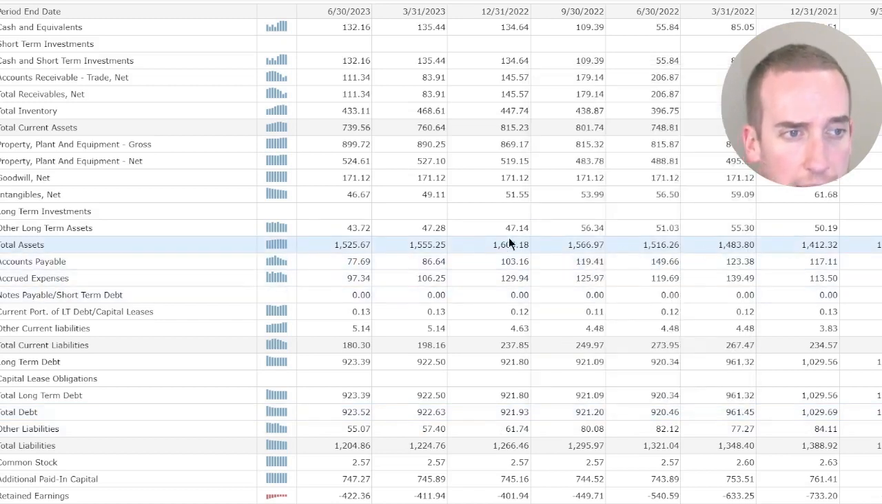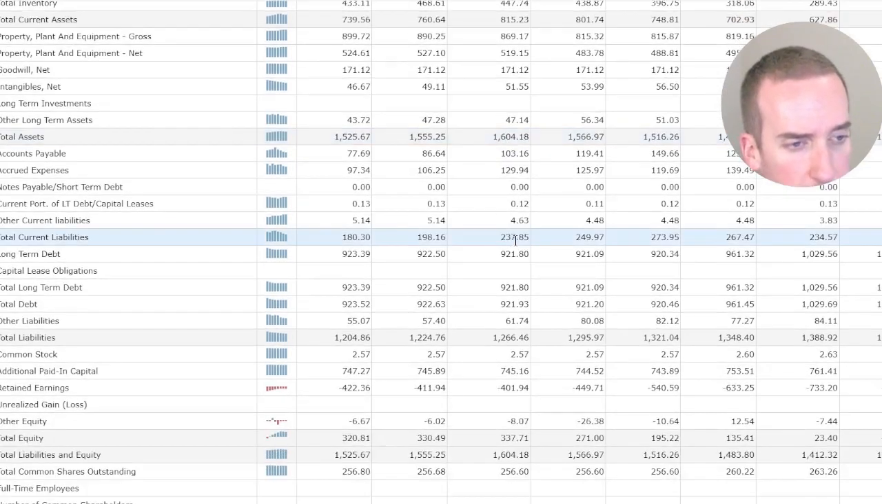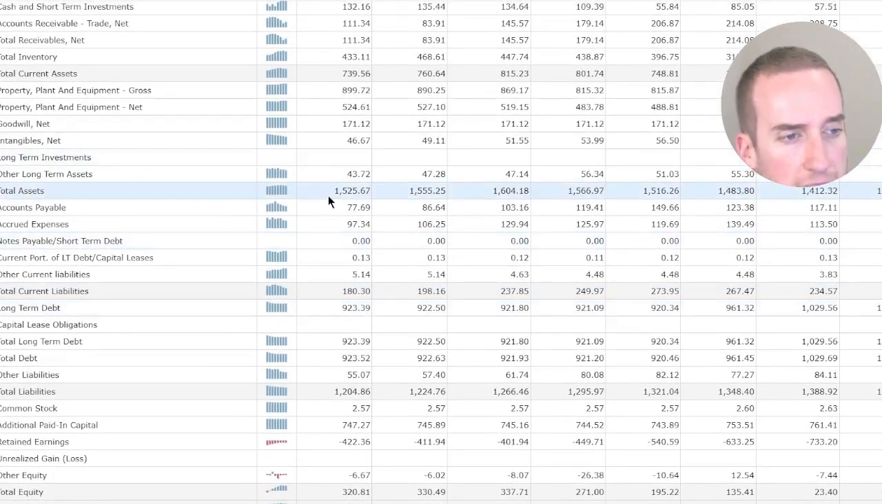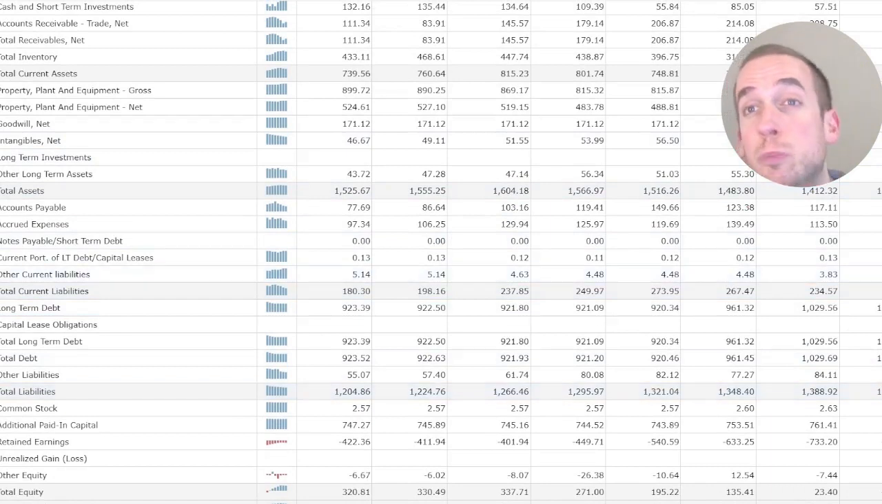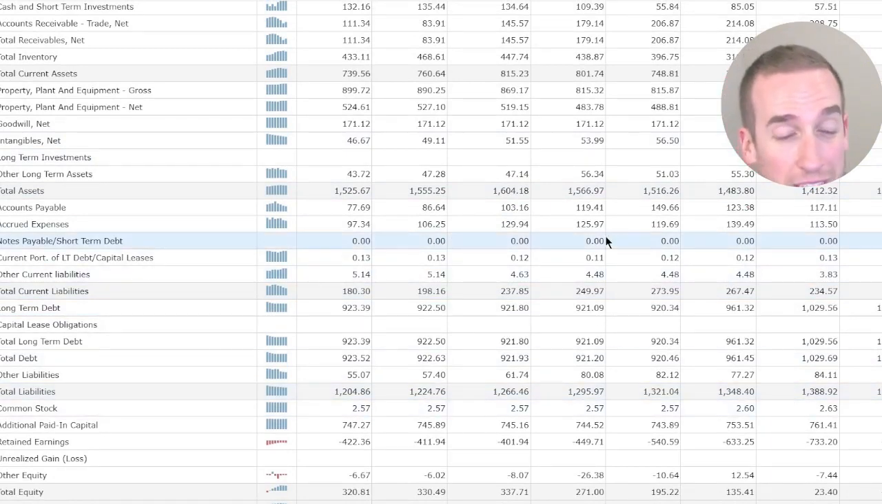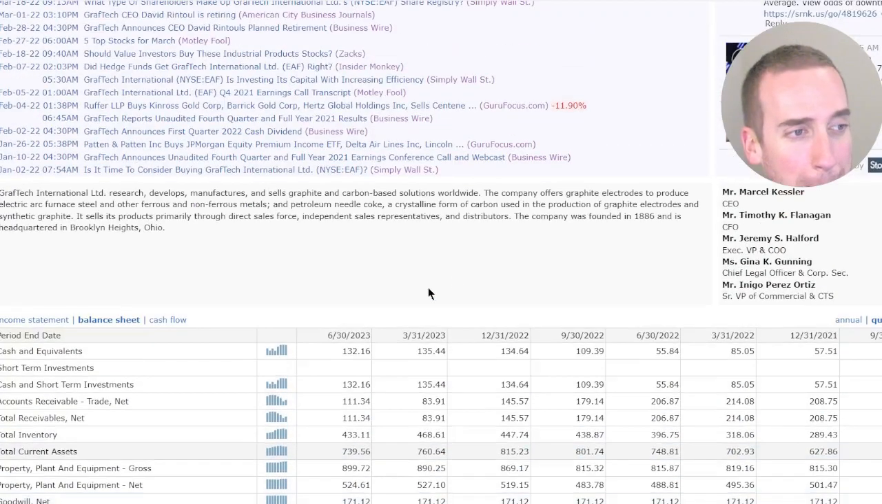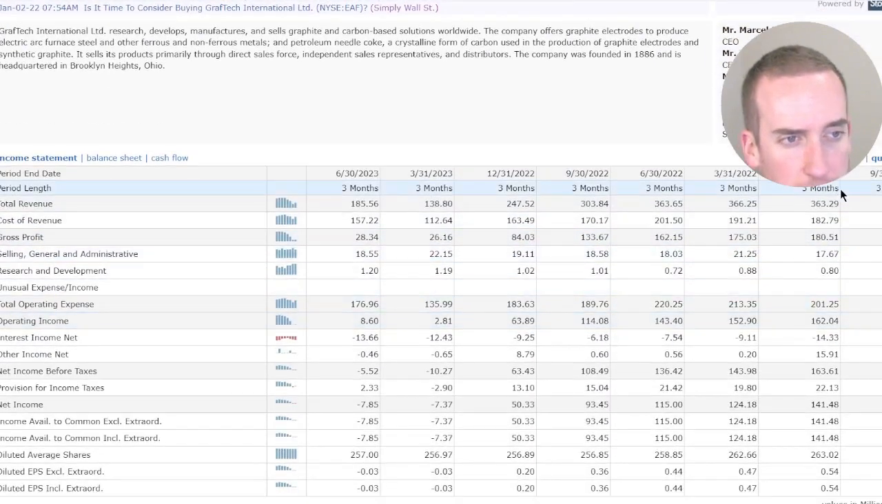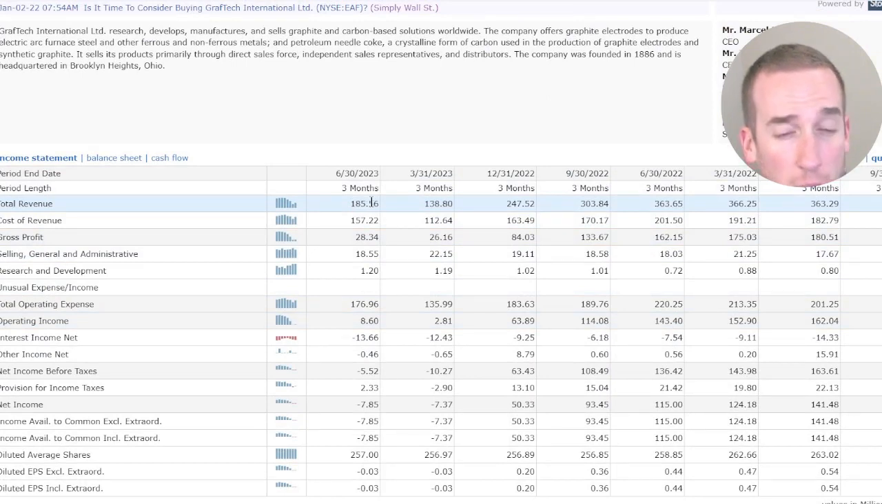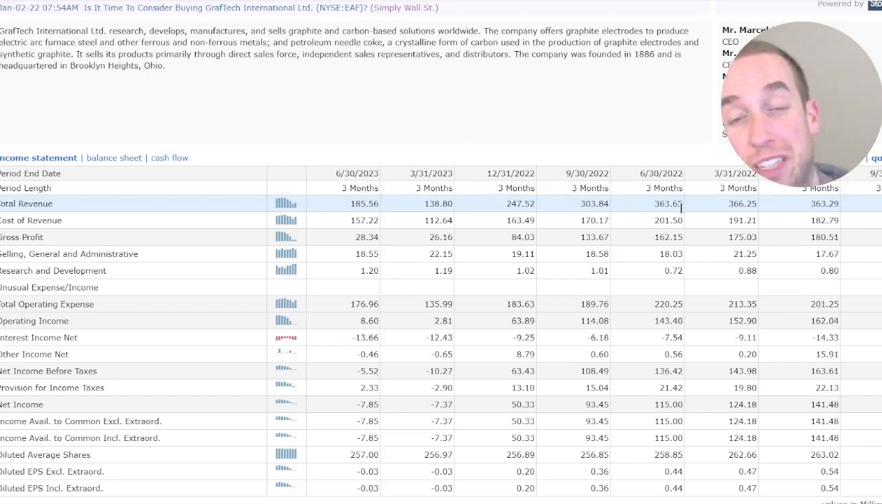Total assets, trying to make its way up. It looks like it's trying. Total assets 1.5 billion, total liabilities 1.2 billion, about a $300 million buffer. That's a little scary to me. Let's look at their income. Wow, they had 50% less revenue than they did last year. What happened there? Wow, and almost 50% less than the year before that.